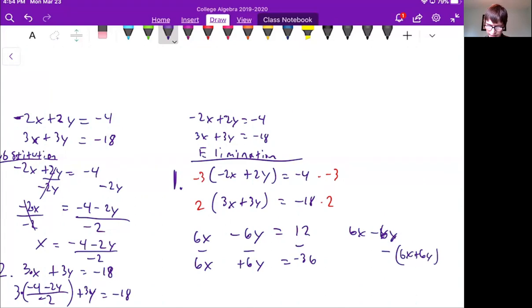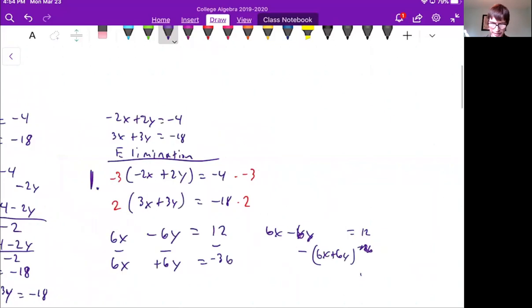And on this right side, we're taking 12 and we're subtracting 36. Oh, I wish I had more space. Oh, I have more space. Here we go. On the other side, I'm taking the 12 and I'm subtracting 36. And at first this looks weird.